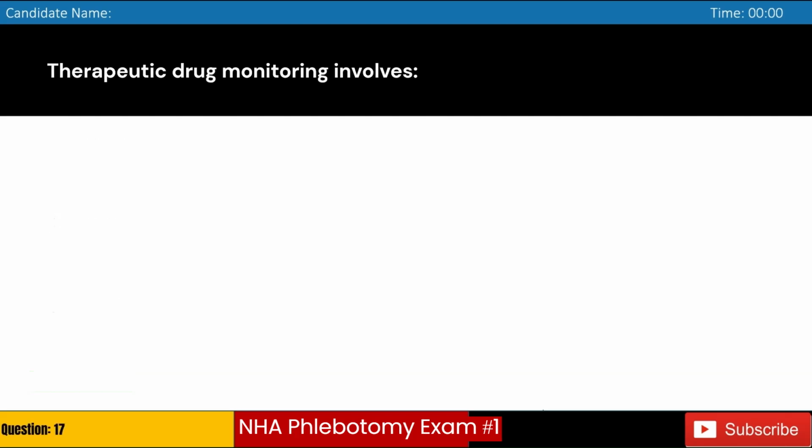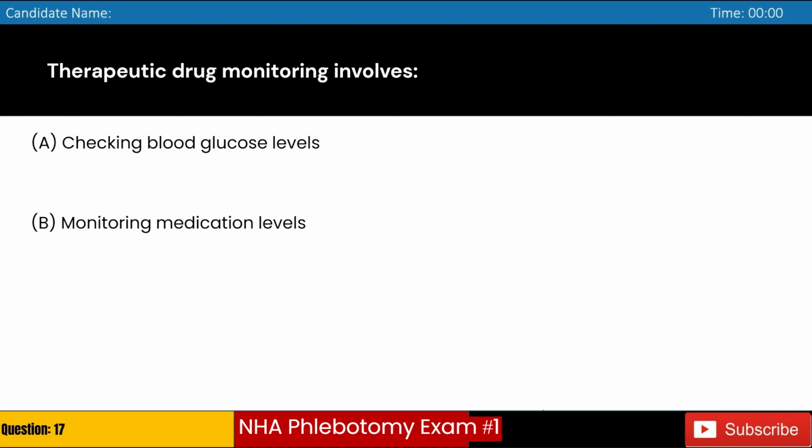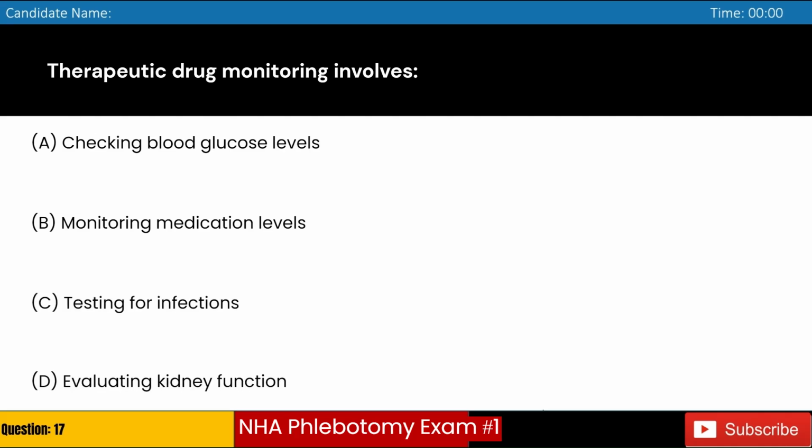Therapeutic drug monitoring involves: A. Checking blood glucose levels. B. Monitoring medication levels. C. Testing for infections. D. Evaluating kidney function. Answer B. Therapeutic drug monitoring ensures the correct levels of medication are maintained in the blood.